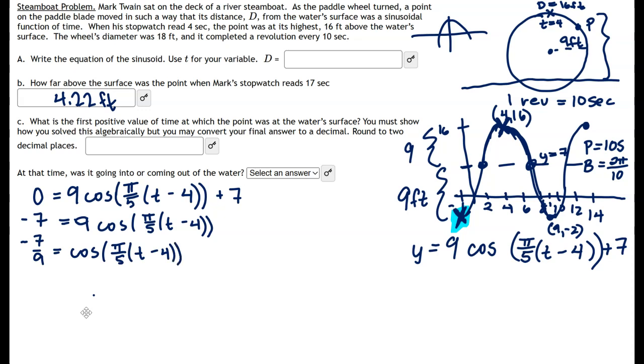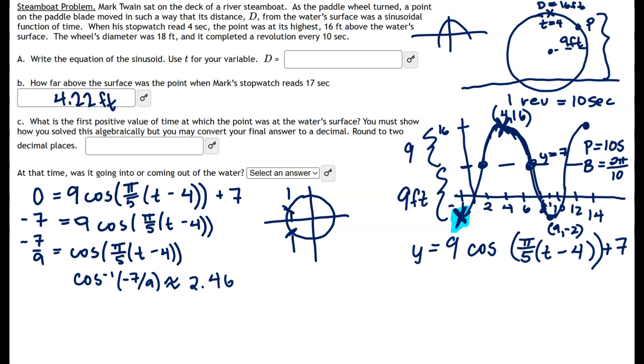And -7/9 is not a special value, so I still want to have a visual and say, okay, -7/9, so that's almost all the way to the outside. So I am looking for 2 values, one in quadrant 2 and one in quadrant 3, but I'll have to use my inverse cosine to get me at least one of those values to get started. I'm getting that inverse cosine of -7/9 is roughly 2.46. So that's going to be this top arc right here, about 2.46.